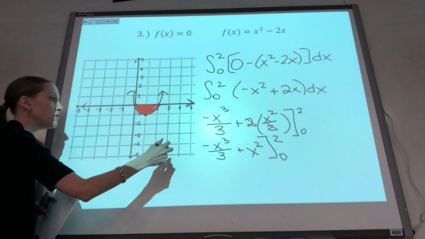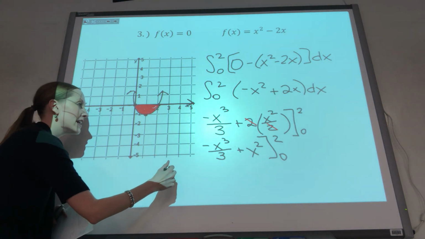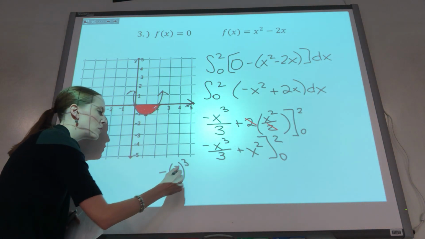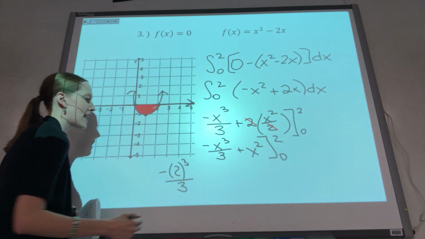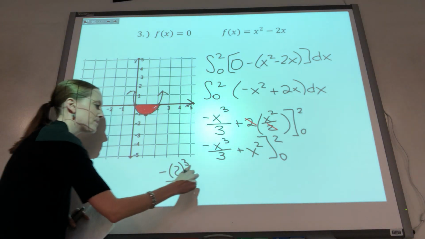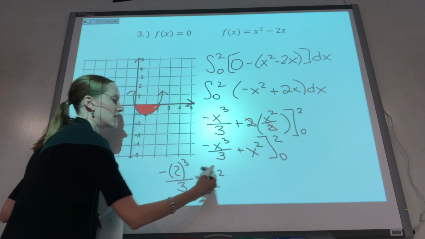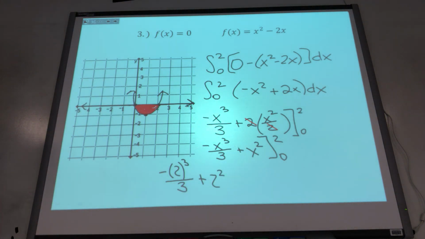So plugging in the 2 first, I get negative 2 cubed, which will be a negative 8 here in a second, all over 3, plus 2 squared, which is 4.